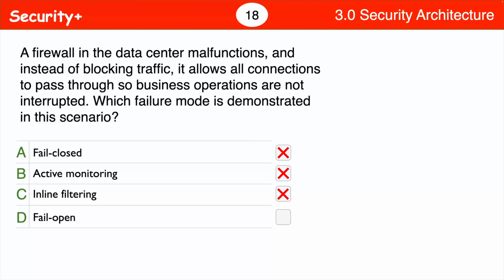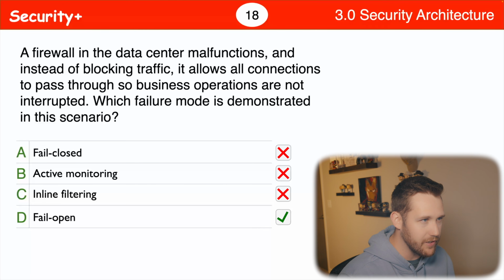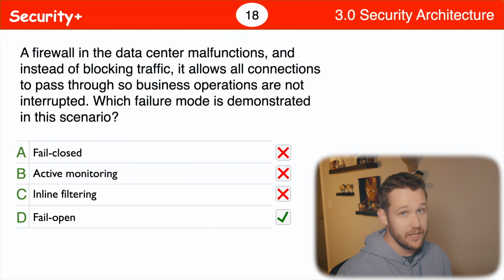Now, a fail closed failure mode would block all traffic, which would prioritize security, but then there would be no availability. So it would heavily disrupt business operations. So what's being described in the scenario is actually the opposite. So the answer for this one is D, fail open. And fail open means that when a device fails, it defaults to allowing all traffic, so it would prioritize availability over security, which is what's being demonstrated in this scenario.